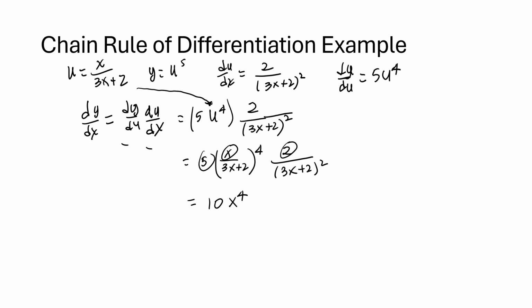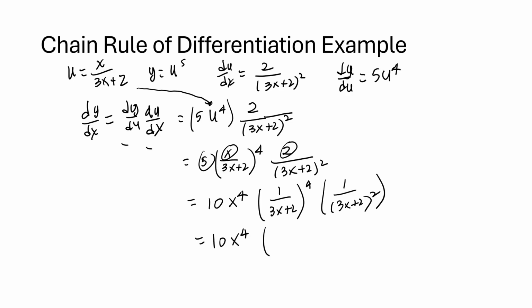So what we're left with is 1 over the quantity 3x plus 2 to the fourth, and then 1 over the quantity 3x plus 2 squared. So it's 10x to the fourth, times 1 over 3x plus 2 to the sixth power now, because we're just combining these powers. So that can be written as 10x to the fourth divided by the quantity 3x plus 2 raised to the sixth power. So there is our answer.